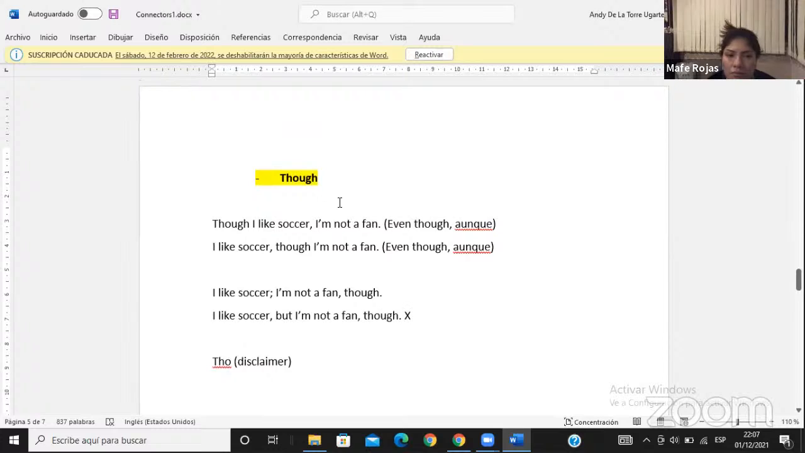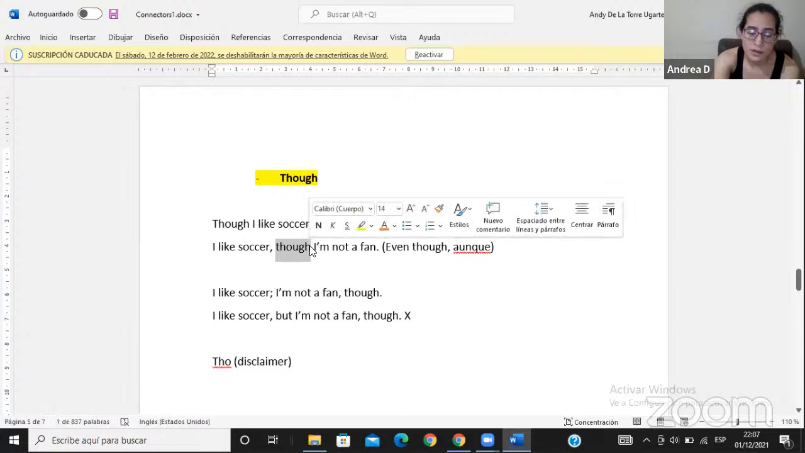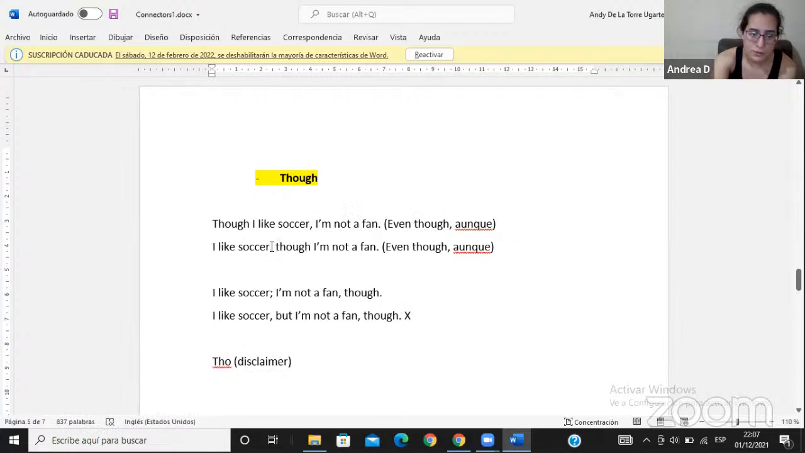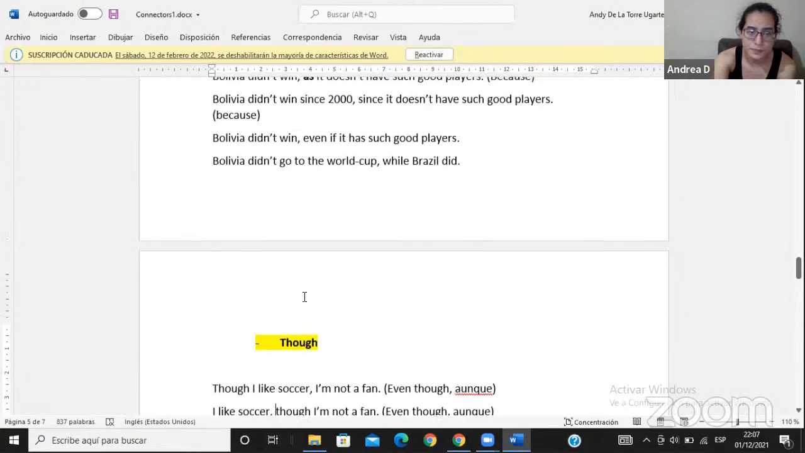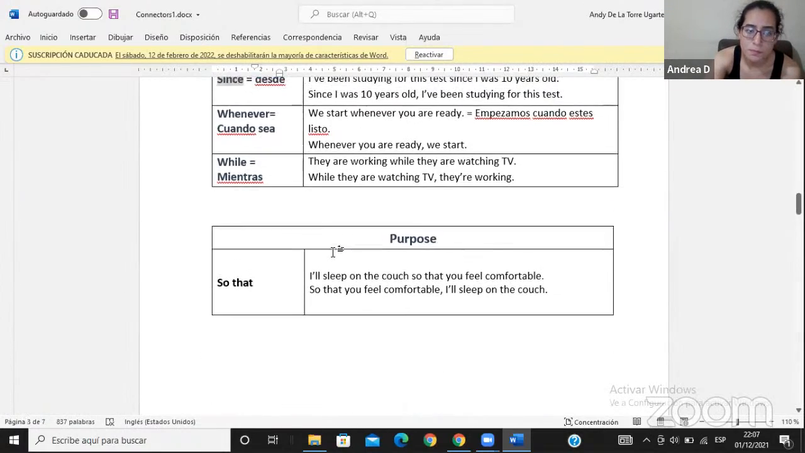Yeah. But right now, speaking of exceptions, the thing is that when you use it in the middle, even though you wouldn't be supposed to, you have to use a comma with though as well. So Bolivia didn't win, though it had good players. So those are some exceptions. And those are the only words that require you to use a comma when they are in the middle. Then all of the other ones, you don't have to.